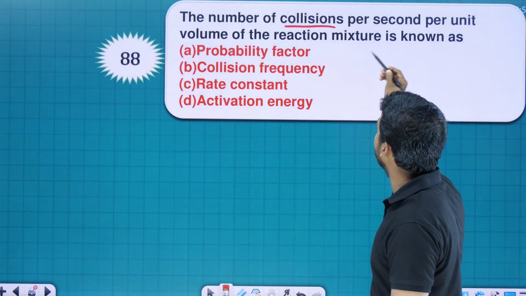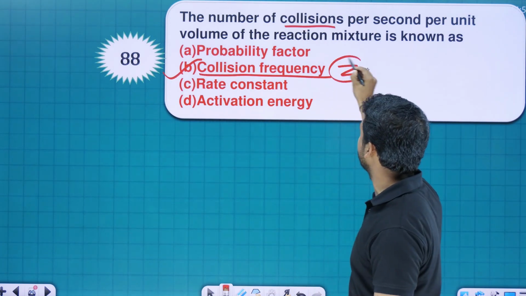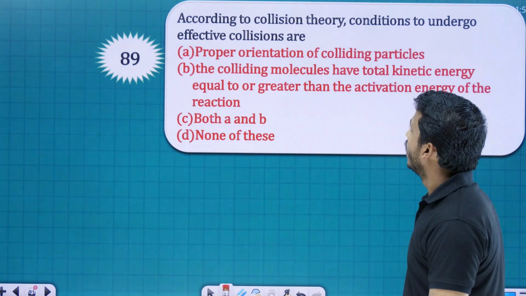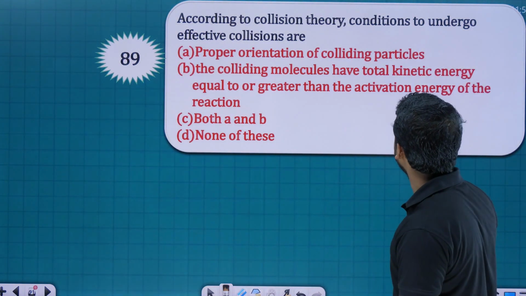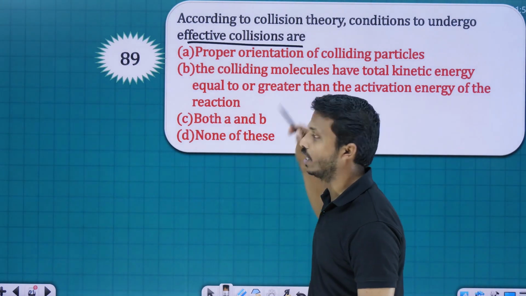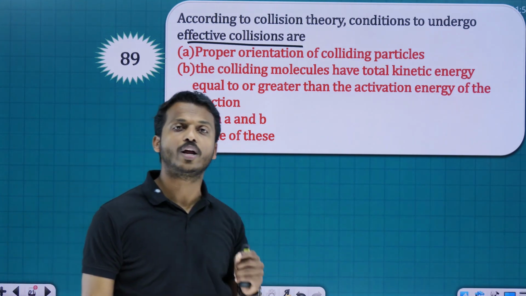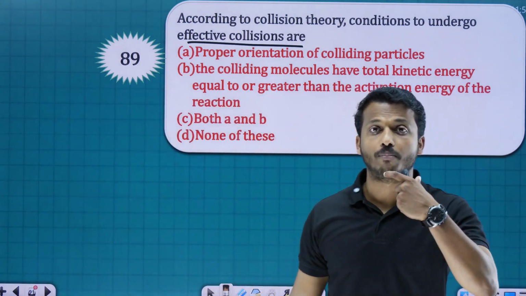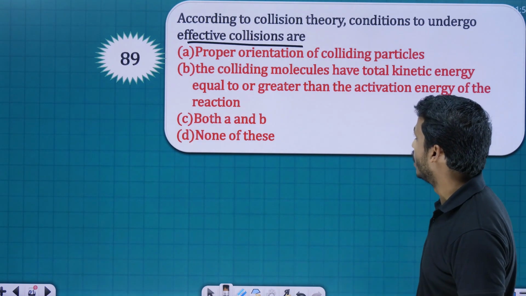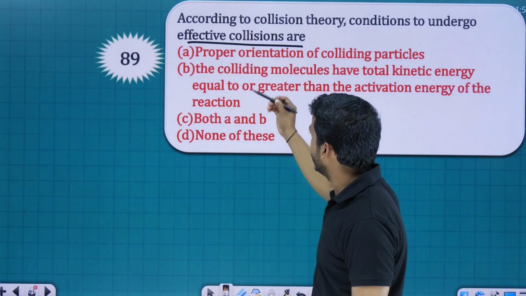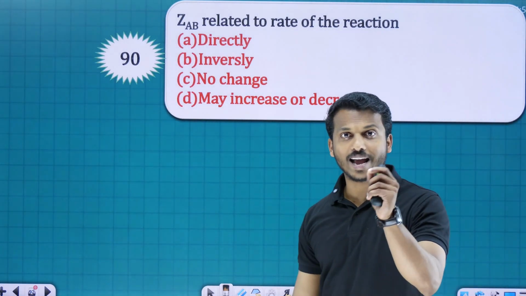The number of collisions per second per unit volume of the reaction mixture is called what? Collision frequency Z, right? Then according to collision theory, conditions to undergo effective collision, 2 conditions are there. The colliding molecules should be properly oriented and the colliding molecules should have a minimum energy which is equal to or greater than the activation energy. So what is that? A is there, B is there. Both A and B are the conditions.